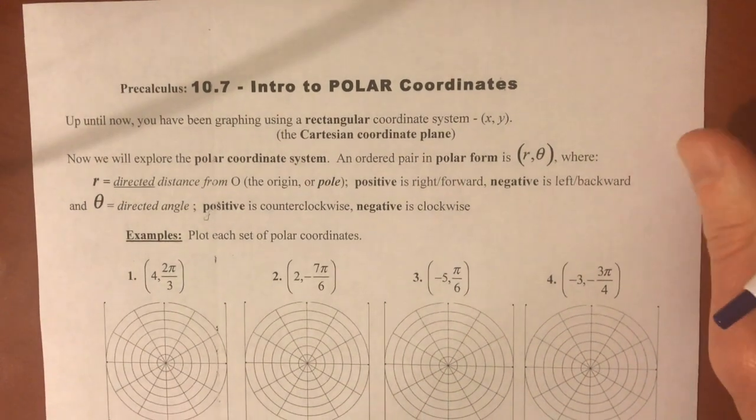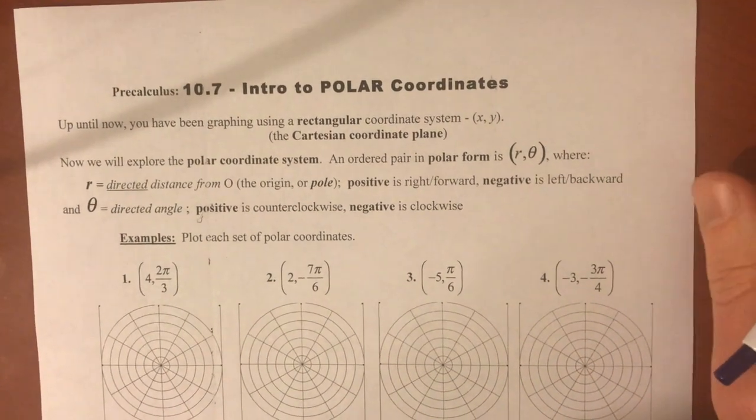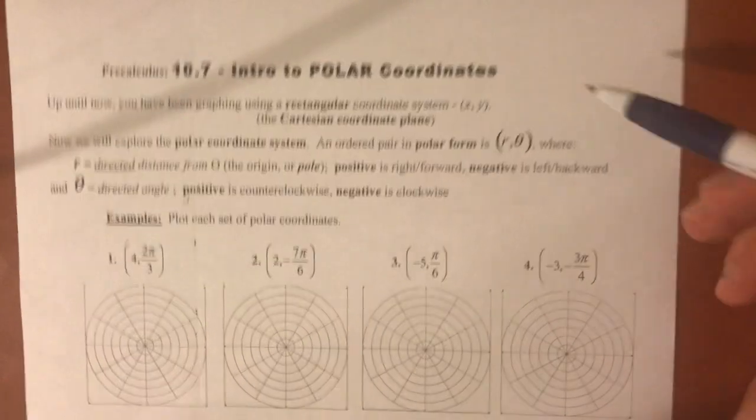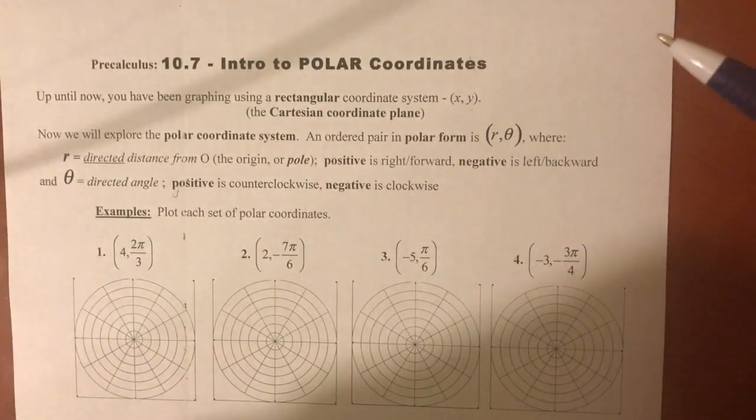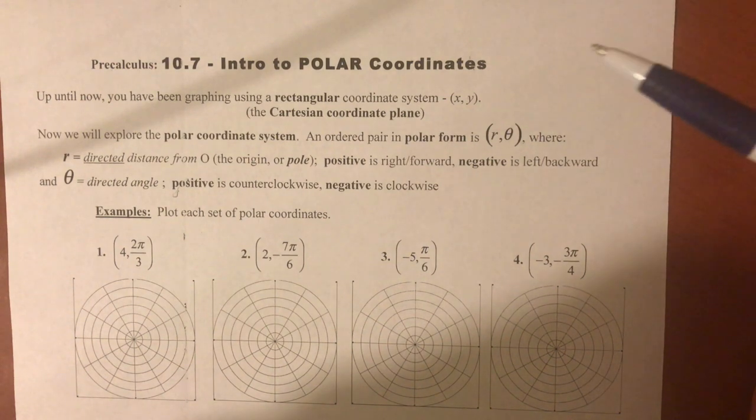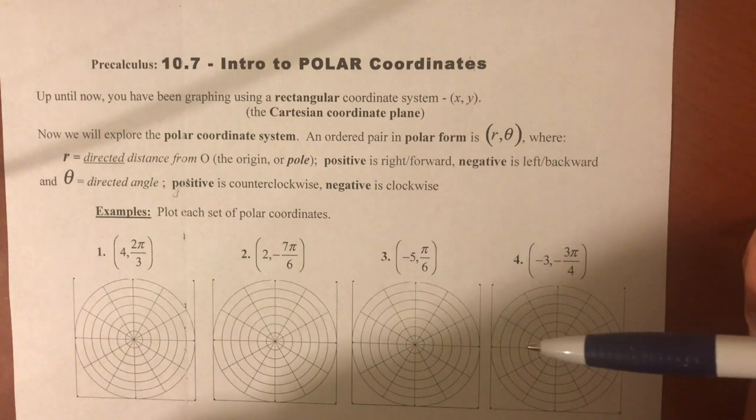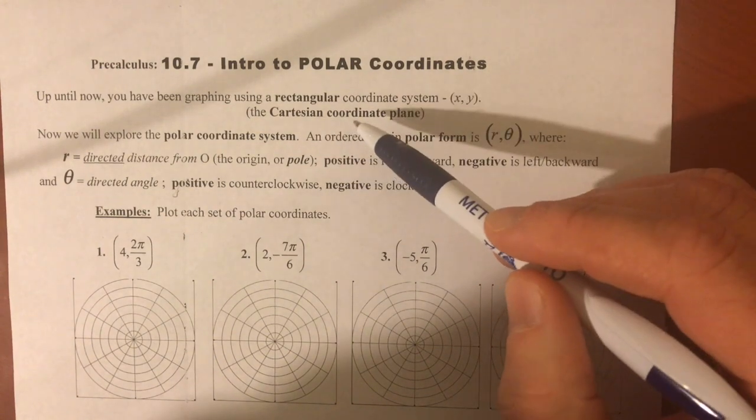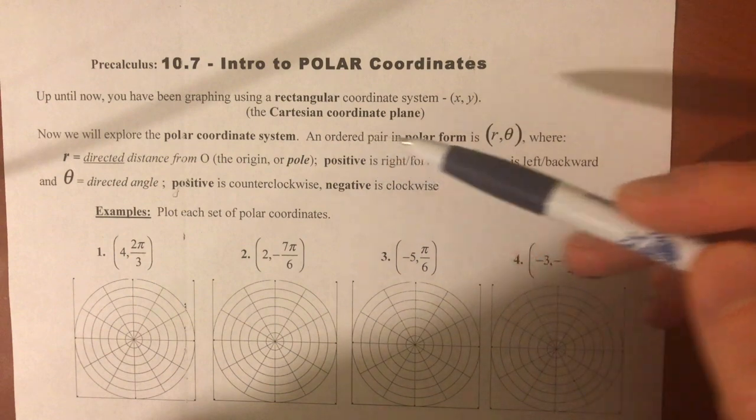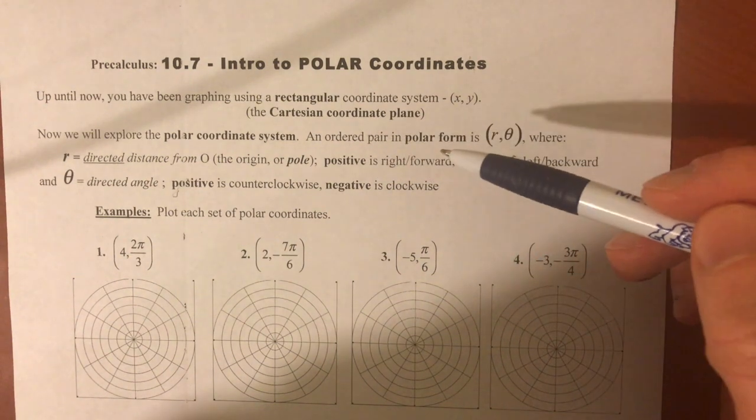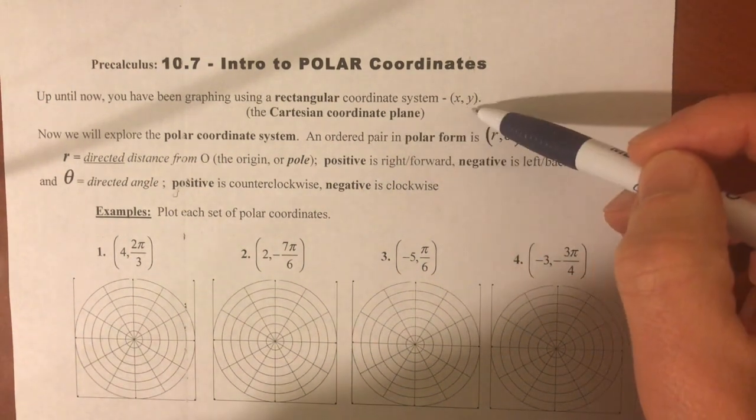All right, everybody, we're going to talk about polar coordinates today. We touched on these a little bit when we talked about trig form, which is also called polar form. You might recall, you might not, but hopefully some of this stuff sounds familiar. But the graphing system you've been using up until now has been the Cartesian coordinate plane, or the rectangular system.